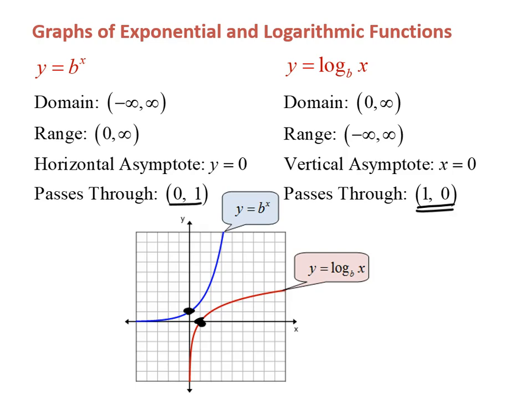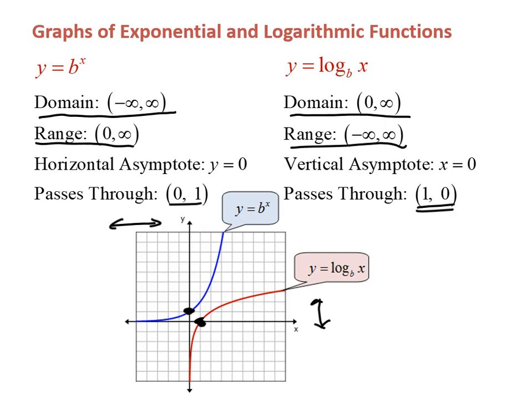The domains and ranges will be switched. The domain of the exponential will be from negative infinity to infinity. Again, that's the blue one. So you see that the domain of the blue one is from negative infinity to infinity, while the range of the other one is from negative infinity to infinity. Here the range is from 0 to infinity, so you can't go below 0, and then it goes up.